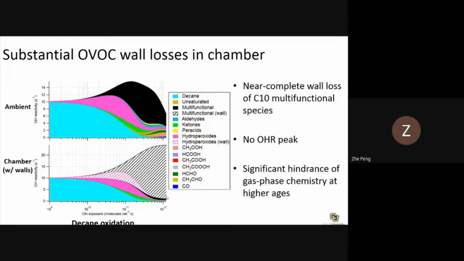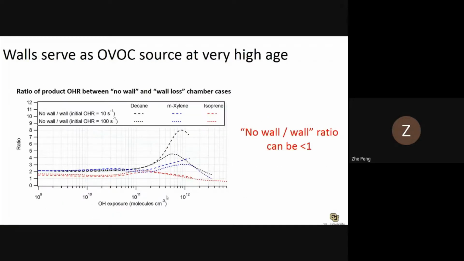These results seem to be surprising, but we have confidence in it because we use the chamber wall loss parameterization from well-known published results. And chamber wall can even serve as an OVOC source at very high age. This no-wall-to-wall ratio for product OH reactivity can be even less than 1 at very high ages, which is a sign of wall releasing OH reactants back to the gas phase.